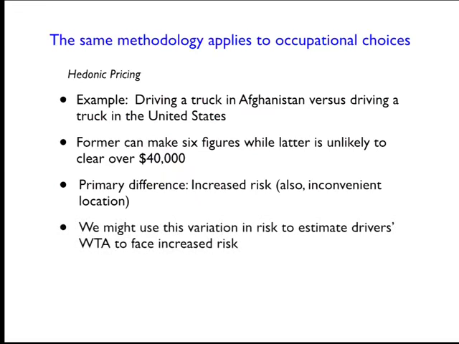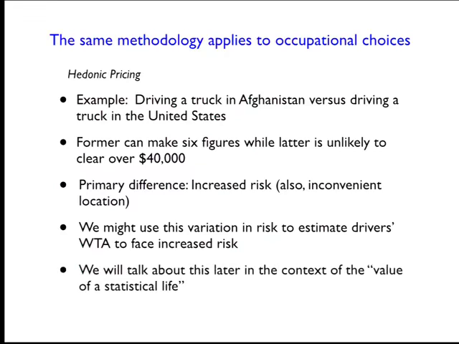But in principle, we might use this variation in risk to estimate drivers' willingness to accept to face this increased risk. So this is a case where we're not thinking about willingness to pay. This is a case where we're thinking about willingness to accept, because you basically have the right to not go and drive a truck in Afghanistan if you don't want to. And so in order to induce you to do that, we're going to need to pay you. What we're measuring here is how much you are willing to accept in order to take on this additional risk. And this is something that we're actually going to talk about in more detail later on in the course when we talk about the value of a statistical life. Okay, so that's basically the background behind revealed preferences.